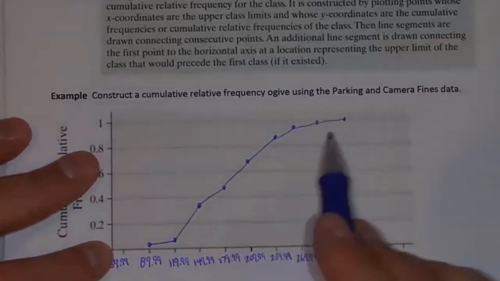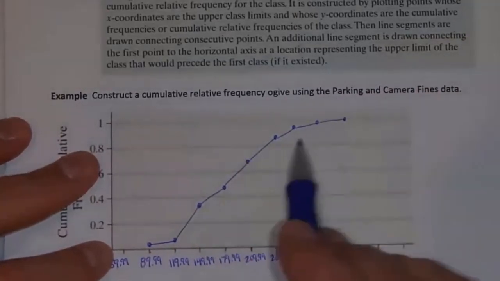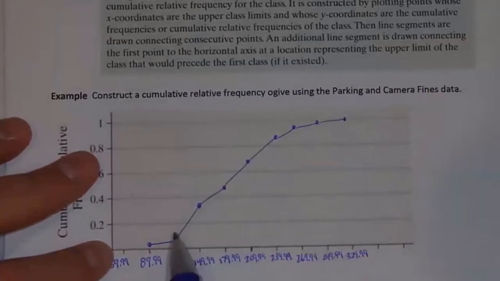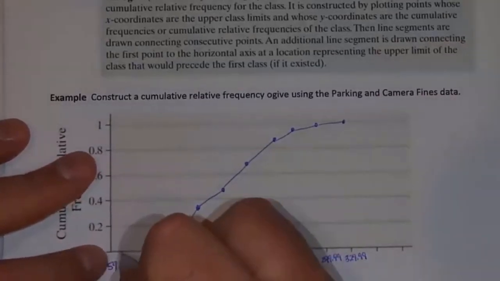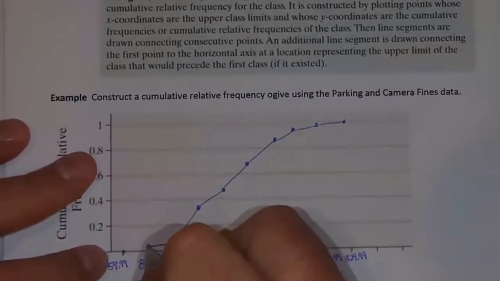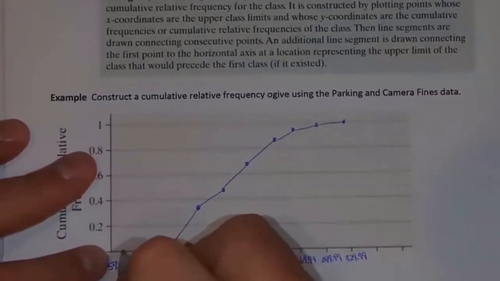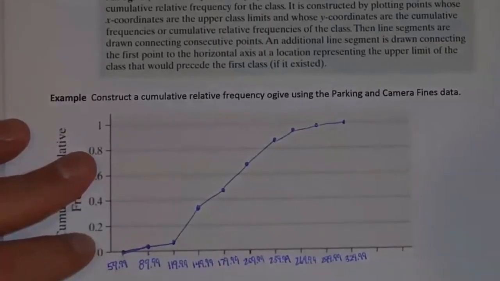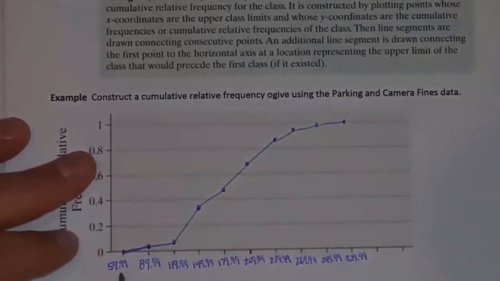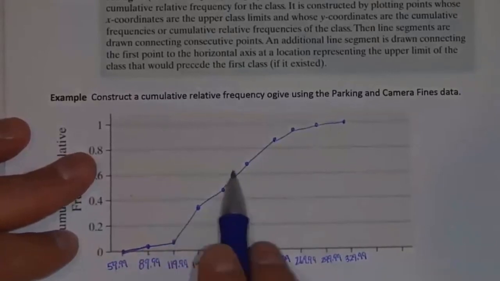So again, the point of this is that I'm seeing how the data is accumulating, which is why it's called cumulative. And I do connect that first class with the horizontal axis. So like right there. So again, I can see there wasn't any data at this point, and then it starts accumulating.